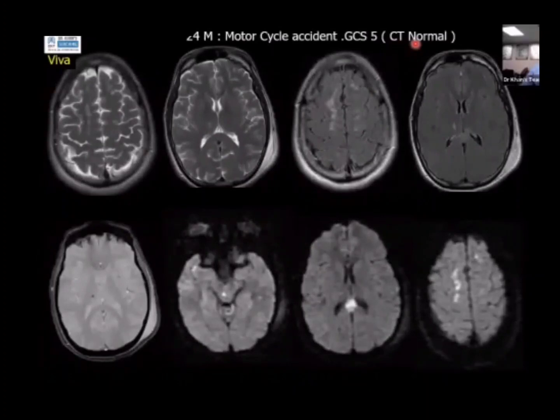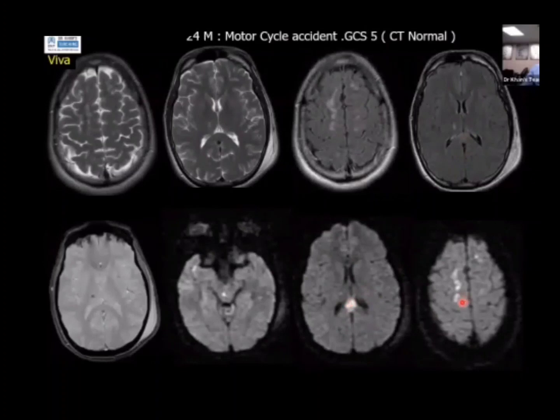And if you see carefully, then on the FLAIR, look here, there is a bit of high signal, and there is a bit of high signal here. And here in the white matter, a lot of high signal, which corresponds with restricted diffusion at the splenium. You see this thing has got restricted diffusion.